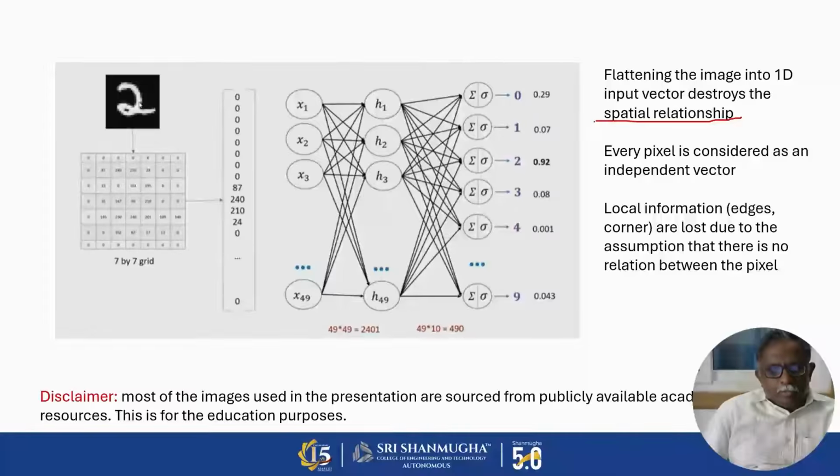When you convert from 2D to 1D, you will lose the local information like edges, corners, and textures, and everything is going to be lost in the images. As a result, we can't use these images in the architecture of the multi-layer perceptron.